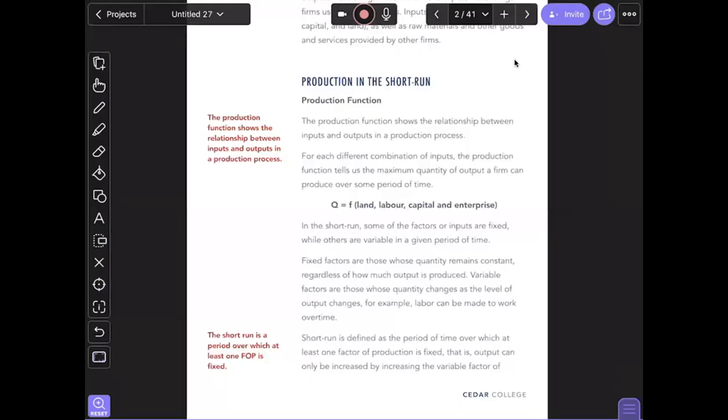Yeah, guys. So we were doing production last time, and we looked at production function. We said production function is simply a function that shows you a relationship between input and output. The relationship between input and output is expressed in terms of a production process.